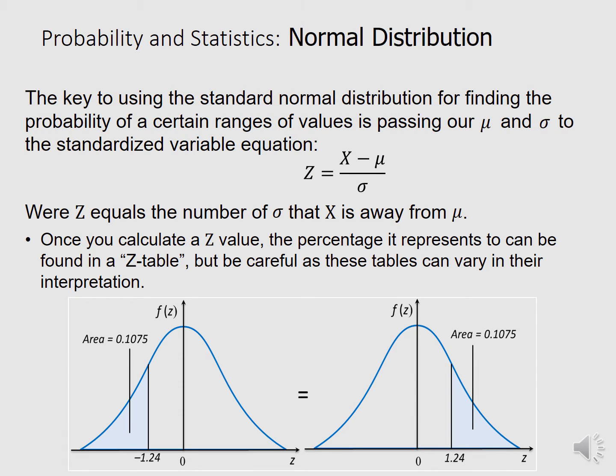The key to finding the probability of a certain range of values with the standard normal distribution is passing our mean and standard deviation to this standardized variable equation, where it's a value minus the mean divided by the standard deviation, which calculates the z-statistic, where z equals the number of standard deviations that the x value is away from the mean. Once you calculate a z-value, the percentage it represents can be found in a z-table. But be careful, as these tables can vary in their interpretation.